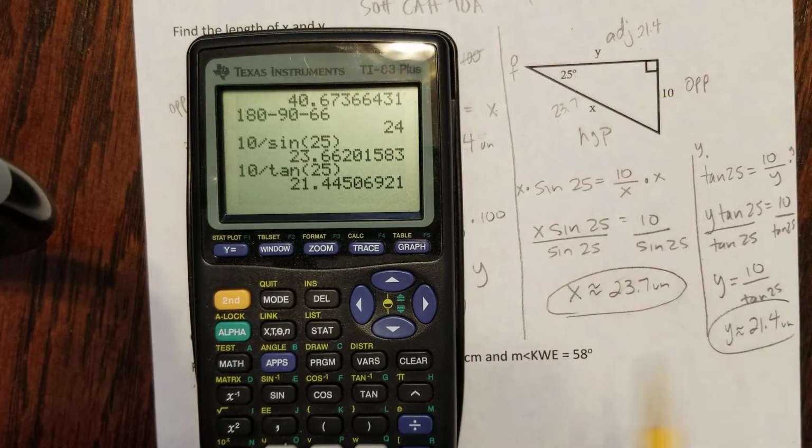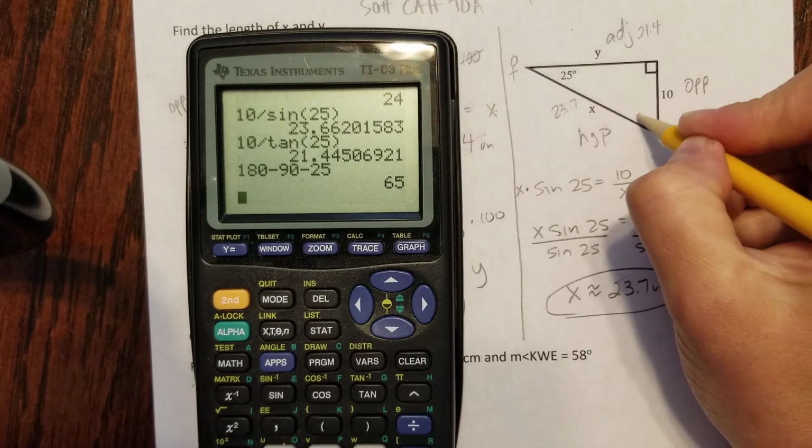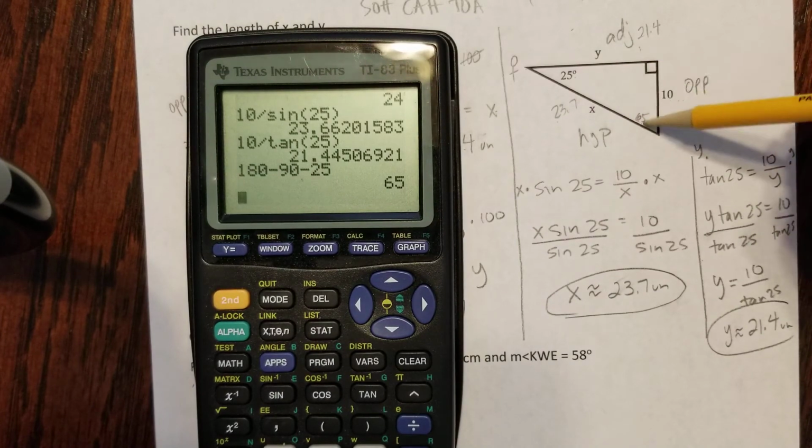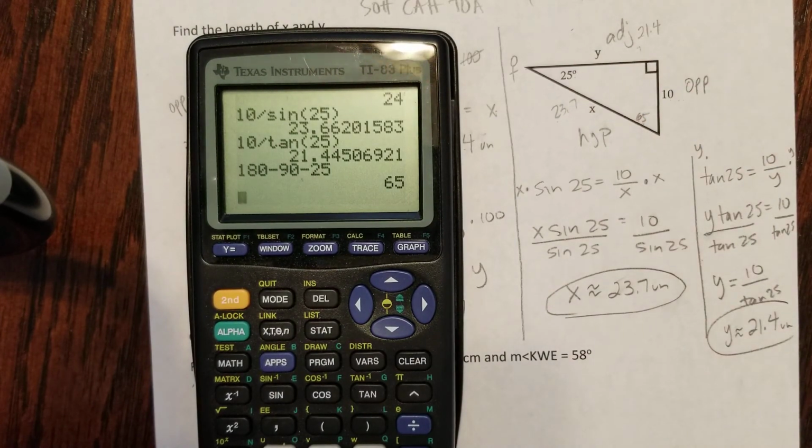If this angle here is 25, 180 minus 90 minus 25, this angle would be 65, which means the smallest angle is across from the smallest side and the medium angle is across from the medium side. So all of these make sense.